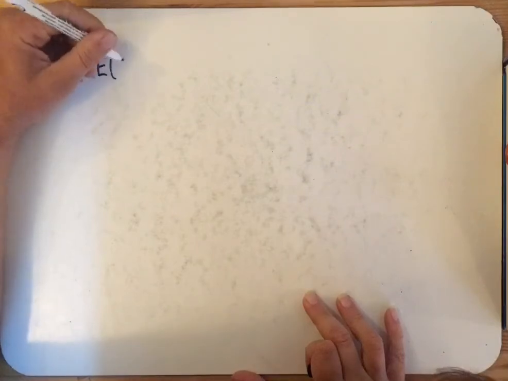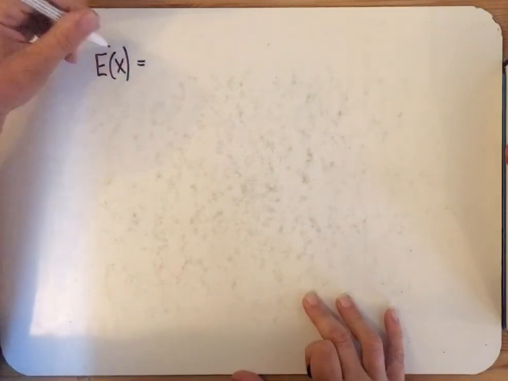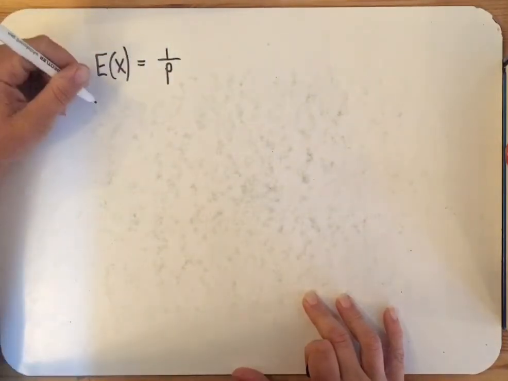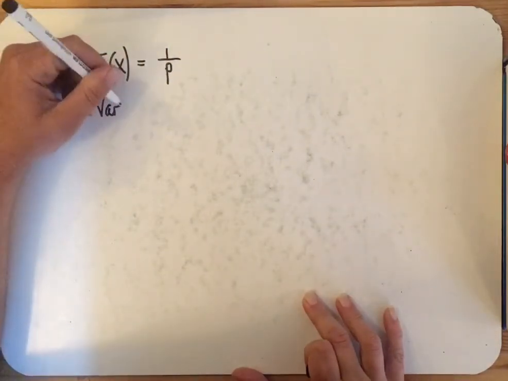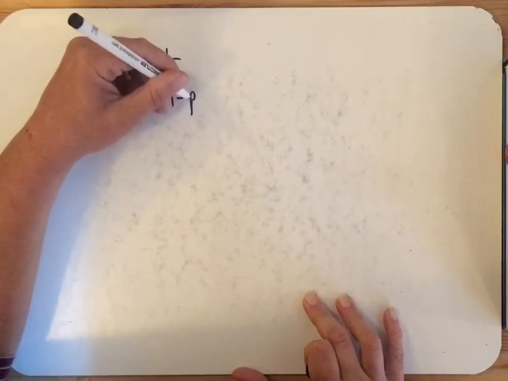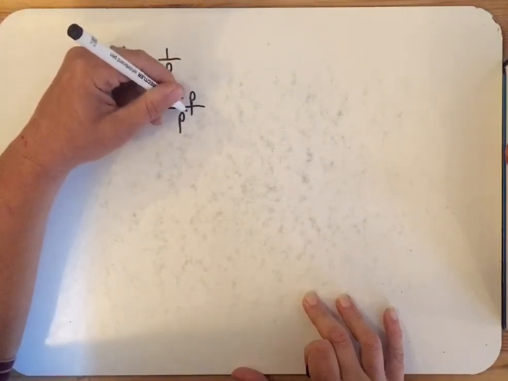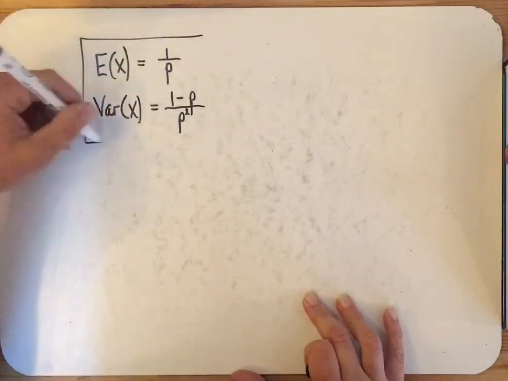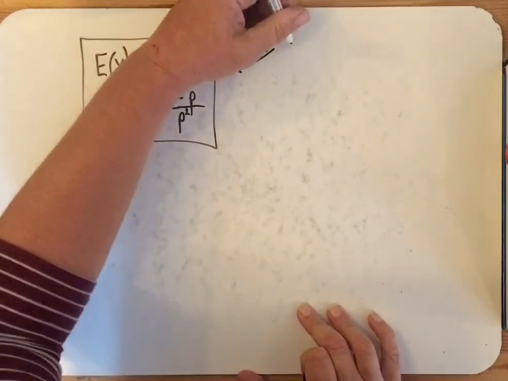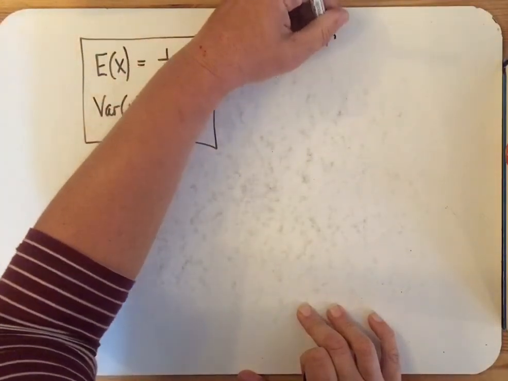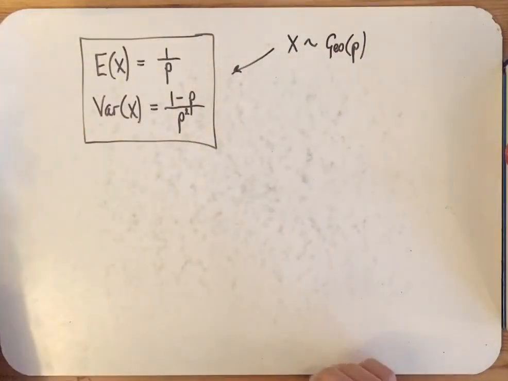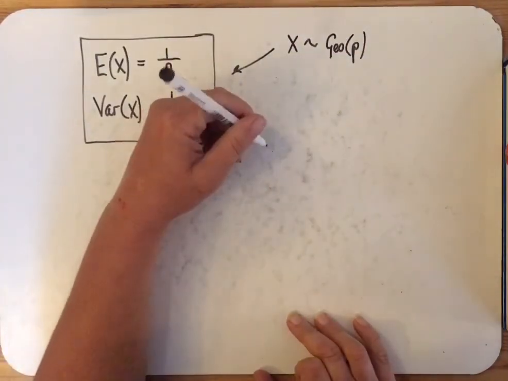So the expectation of X is 1 over p. I've just proved that. And the variance of X is 1 minus p over p squared. So you need those two results. That's if X is geometrically distributed with parameter p, and they're both given in your formula book.